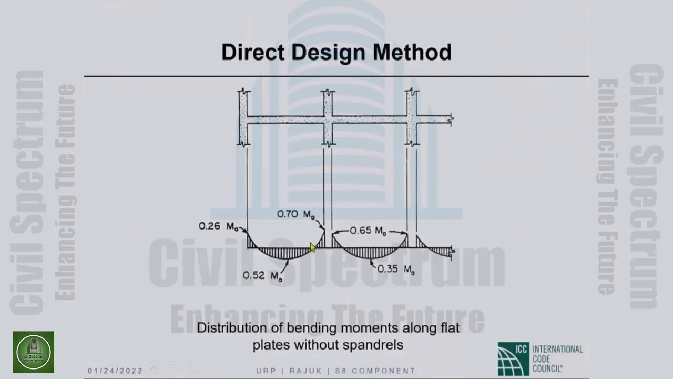Okay, so 70% of M sub 0 at the first interior support, 52% in the span, 26% of M sub 0 at the exterior support section. This is for the end span of a flat plate. The interior span, it is 65, 35, that's 100. 65, 35 distribution, okay? 65% to the support, 35% to the span.